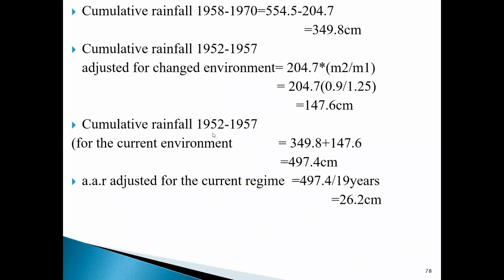The records prior to 1958 have to be multiplied by the ratio of the slopes of the straight line plot. Thereby the record prior to 1958 for this particular station has been adjusted. Once you adjust this, you can calculate the cumulative rainfall from 1952 to 57 for the current environment, which works out to be 497.4 centimeters. Then you can calculate the average annual rainfall for the adjusted record for the current regime.